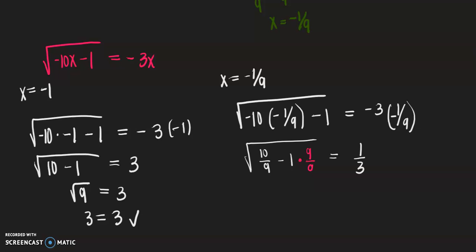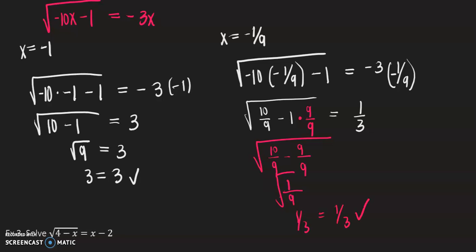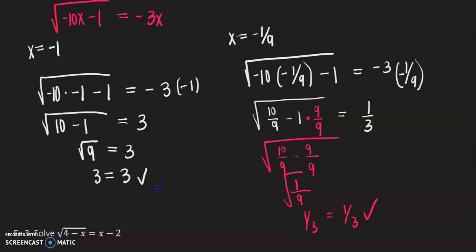So multiply 9 over 9, and then this is 10 minus 9. So I'm going to rewrite that. And so you get 1 over 9, and that's still in the square root. And so that's going to be equal to 1/3. Okay, so then they both work.